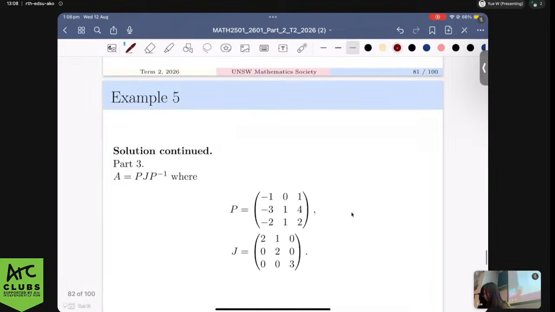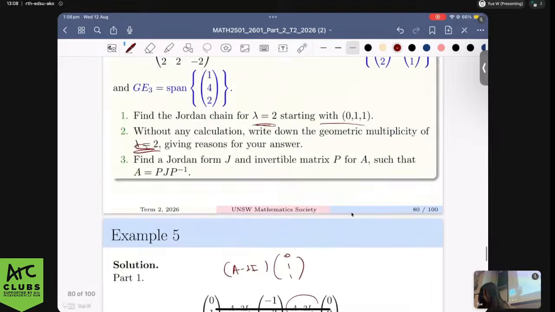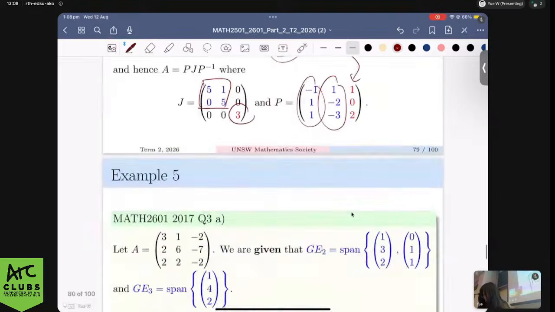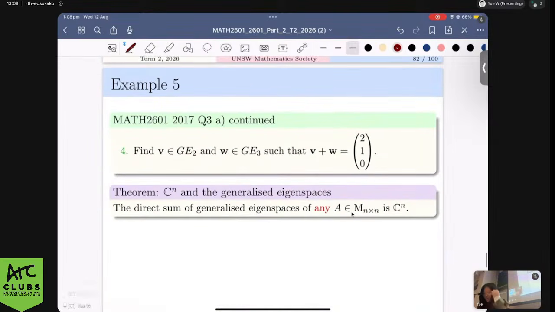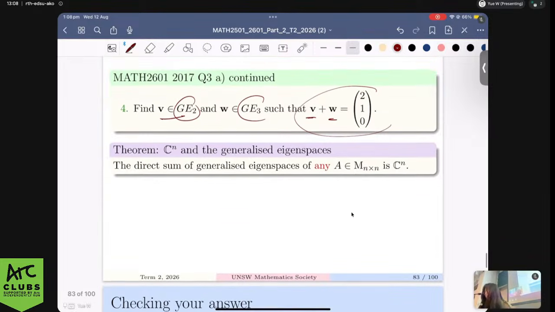And this here, you just chuck everything in. This, I think I'll just leave as an example for you guys. You basically consider V to be some element of the generalized eigenspace of 2 and W to be some element of the generalized eigenspace of lambda value 3, and you want to find a vector such that this condition holds. You can just consider the span of each of those and apply scalar multiples to each one to find what V and W are. But yeah, I'll just leave it up to you guys.